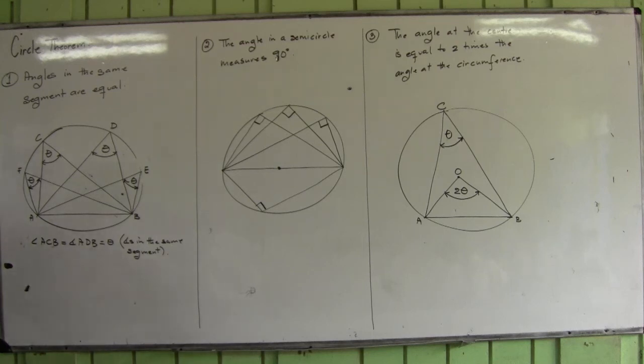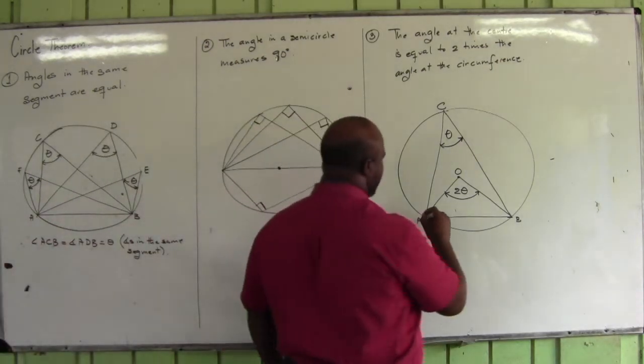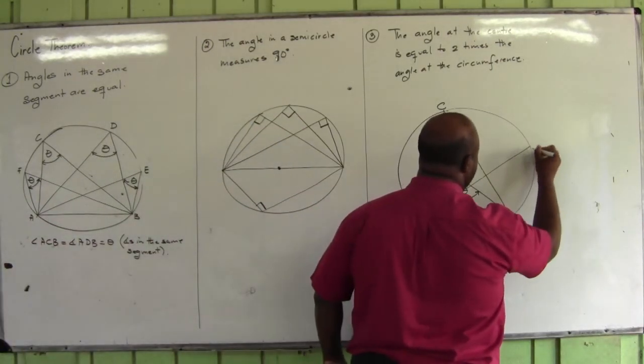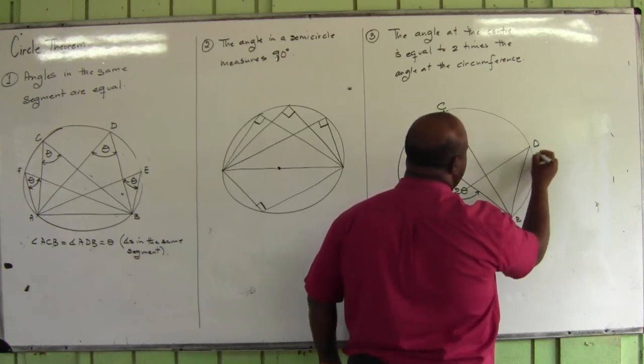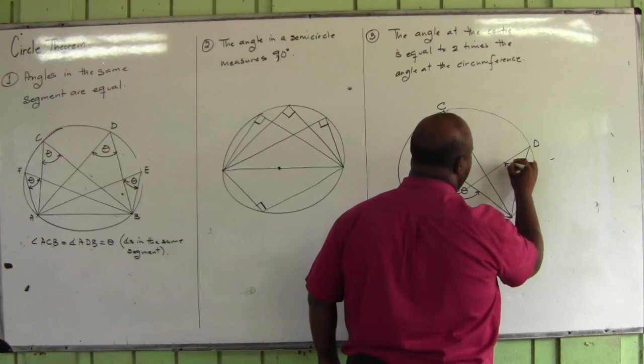Let me ask you this. If I did this, let's say that this is D. Who could tell me what this angle here at D is equal to?